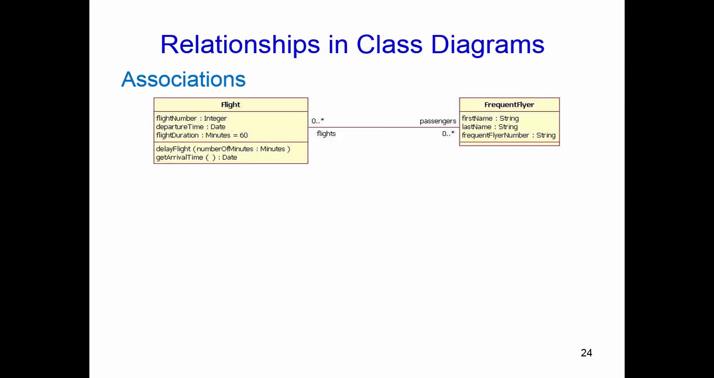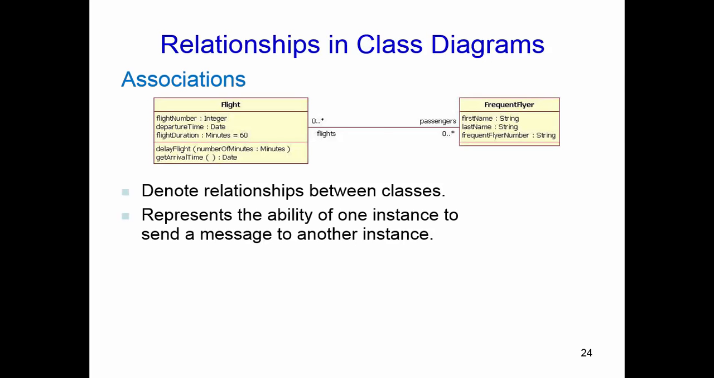There are also relationships in class diagrams. For example, there's an association, in this case between a flight and frequent flyer information. The flyer information can be linked to that frequent flyer account. These associations denote some type of relationship between the classes, and represent the ability of one instance to send a message to another instance.